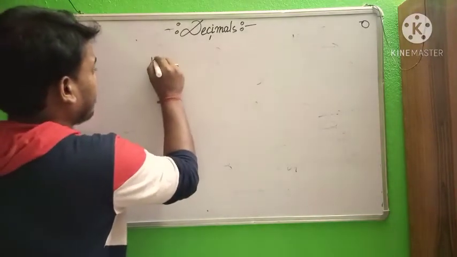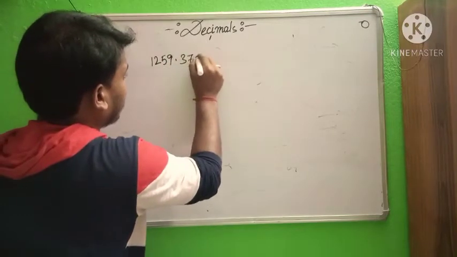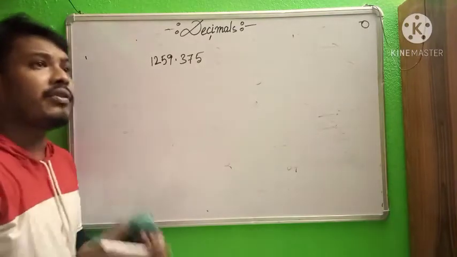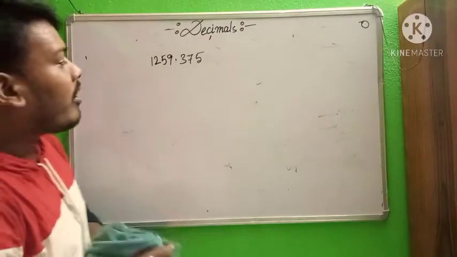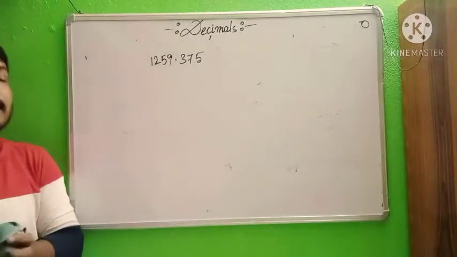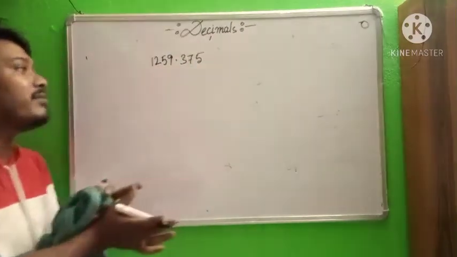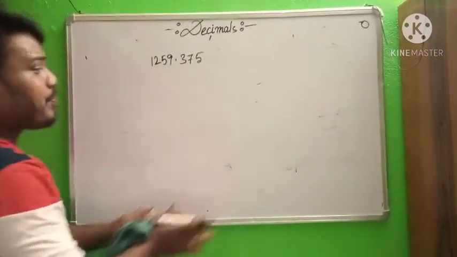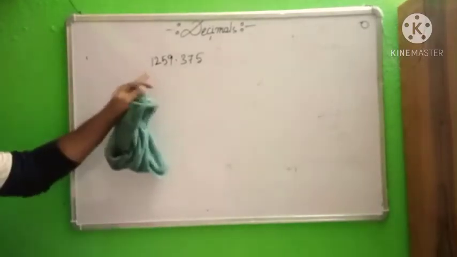If I take the same example, 1259.375. So what is the meaning of expanded form? Expanded form, that means we have to write the number as a sum of place values of the digits. So expanded form of this number means the sum of the place values of all digits. Okay. So what is the expanded form of this number?